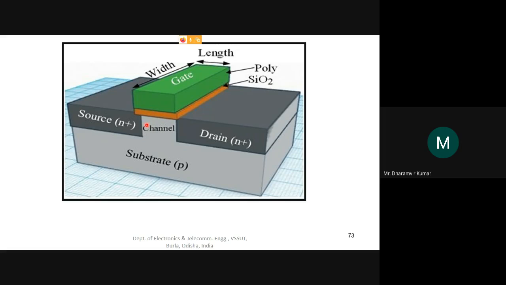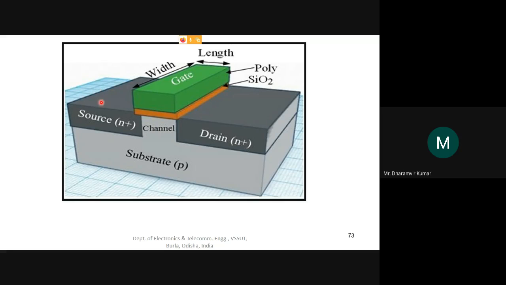And on the left hand side, there is a source region that is N plus, that is N type in nature and heavily doped. And on the right side of the channel we have the drain region, which is also N type, and N plus means this is heavily doped with N type impurity. So basically a channel exists between source and drain, and the charge carriers will move between source and drain, right?